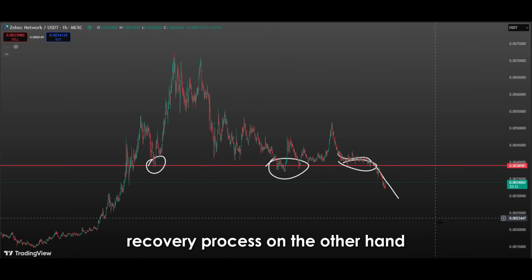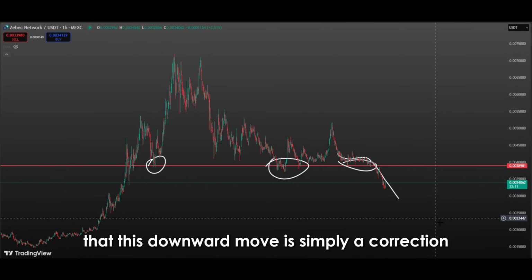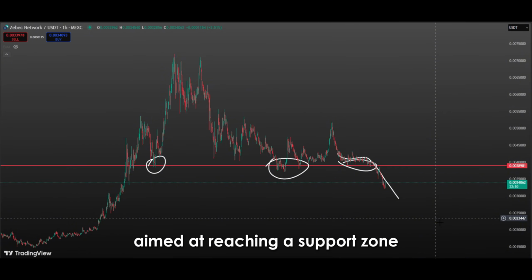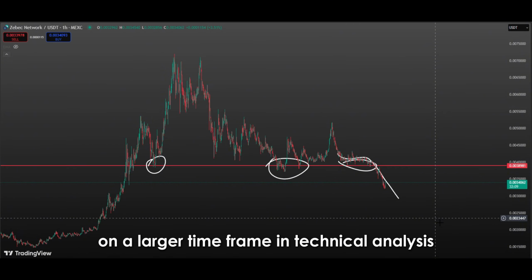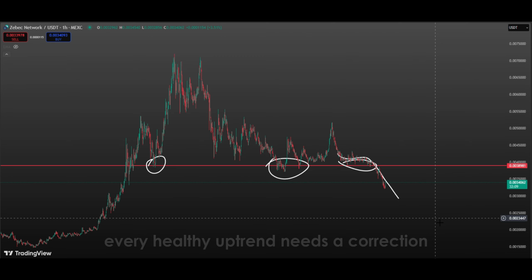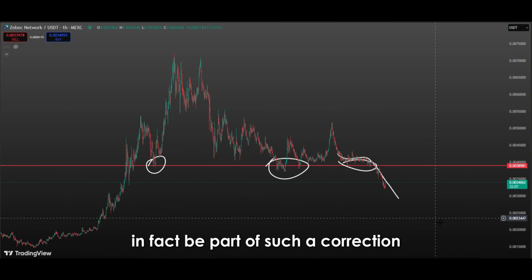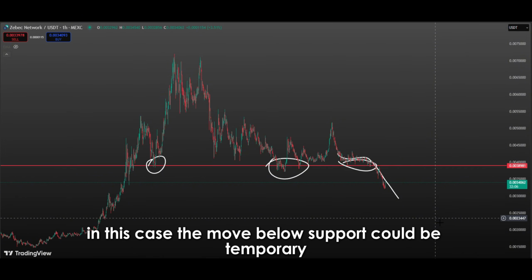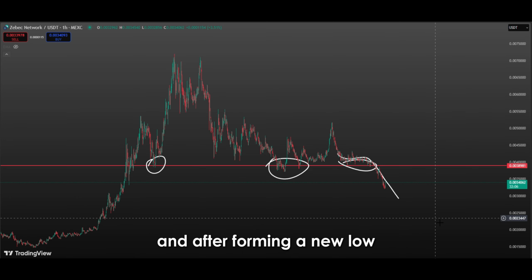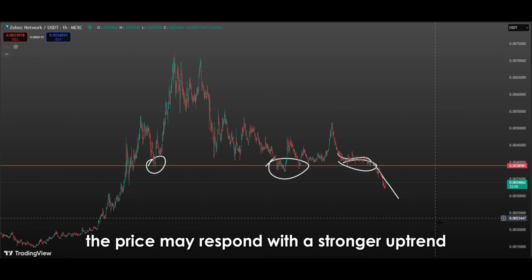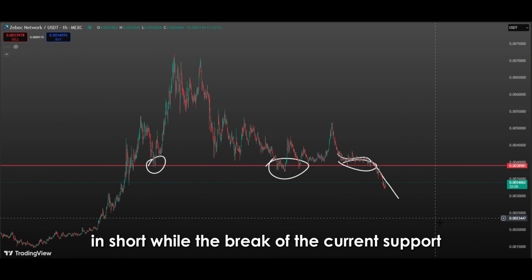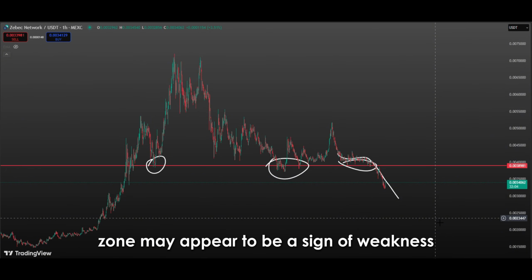recovery process. On the other hand, there is also a strong possibility that this downward move is simply a correction aimed at reaching a support zone on a larger time frame. In technical analysis, every healthy uptrend needs a correction. The current breakdown and decline may in fact be part of such a correction. In this case, the move below support could be temporary, and after forming a new low, the price may respond with a stronger uptrend.